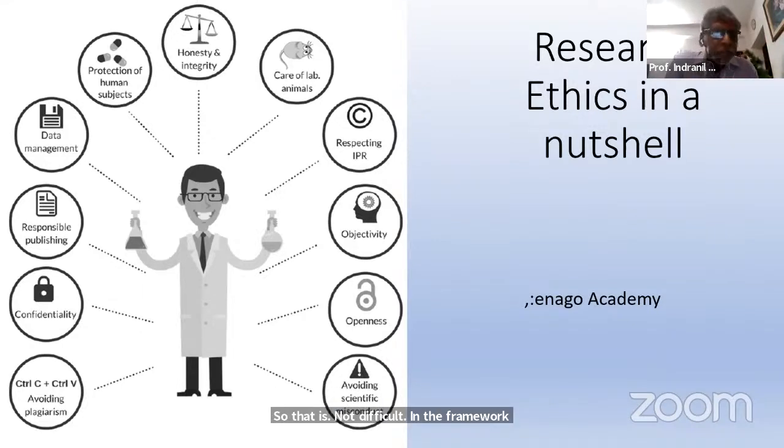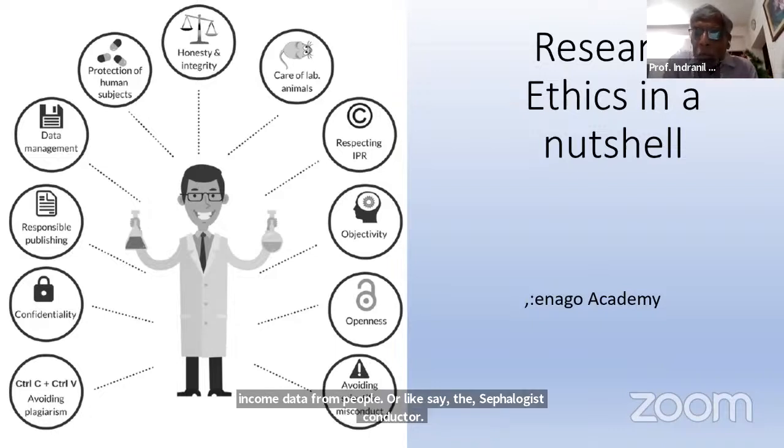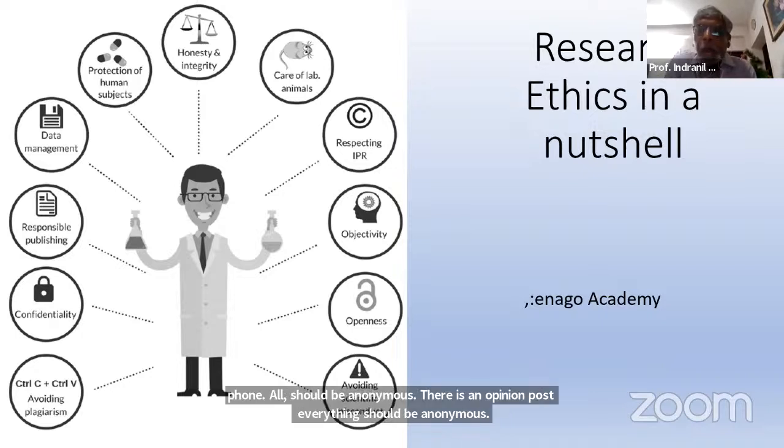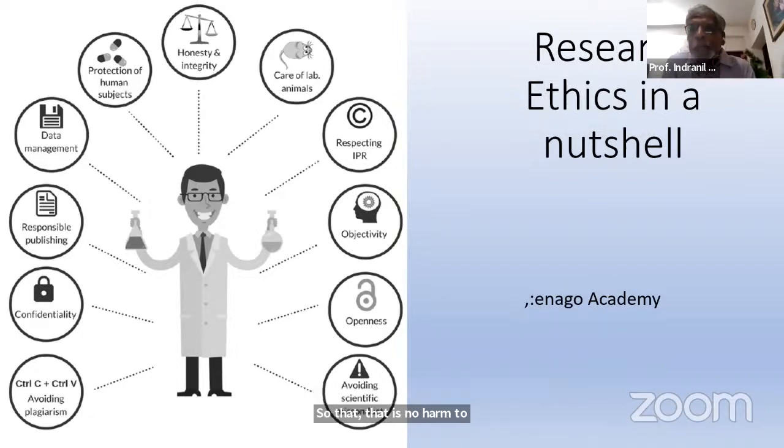ethical research. And of course, maintaining confidentiality. For example, if you gather data, say income data from people, or when psephologists conduct an exit poll, all names should be anonymous, or even opinion polls, everything should be anonymous, so that there is no harm to the people who are participating in such exercises. Then data management, of course, and responsible publishing. So we'll keep coming back to all of these in the next few moments.